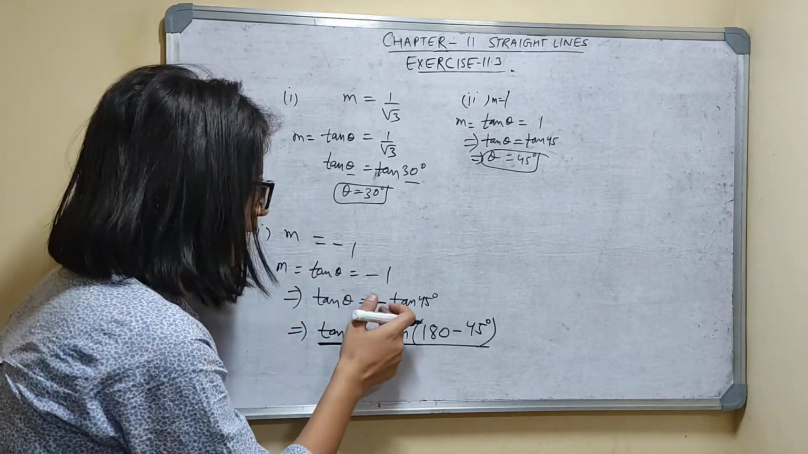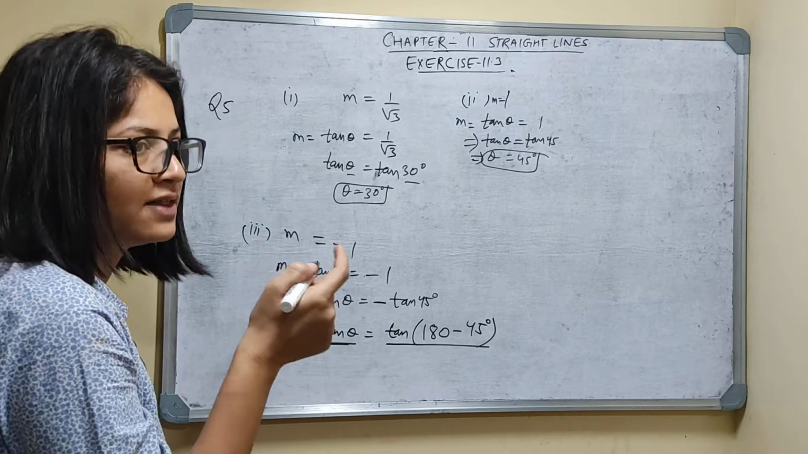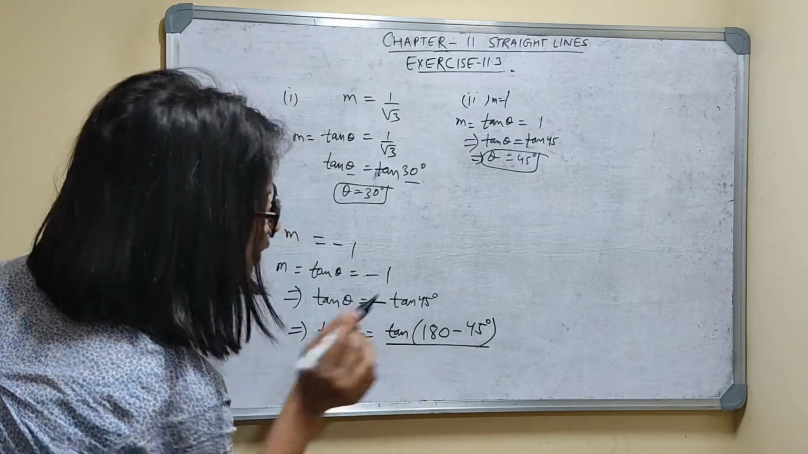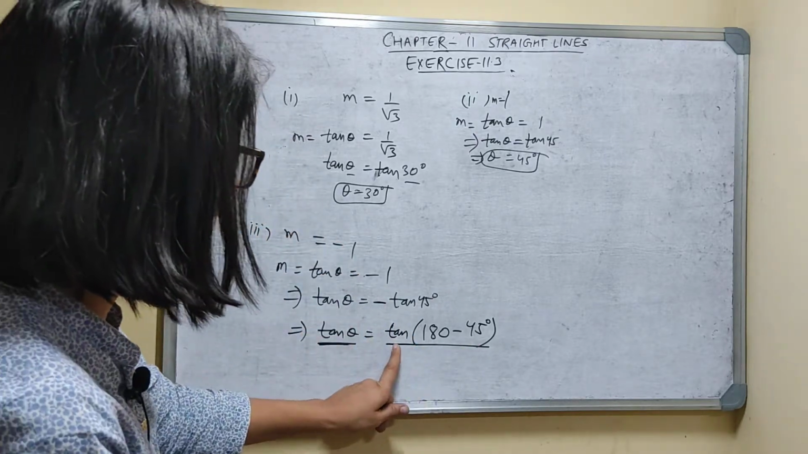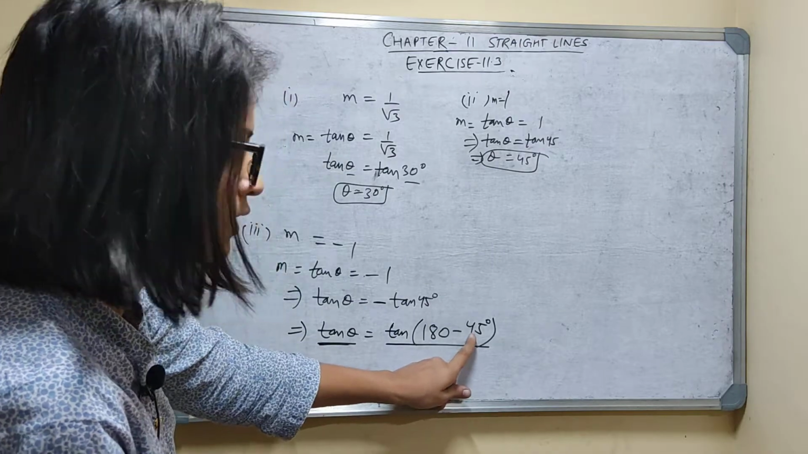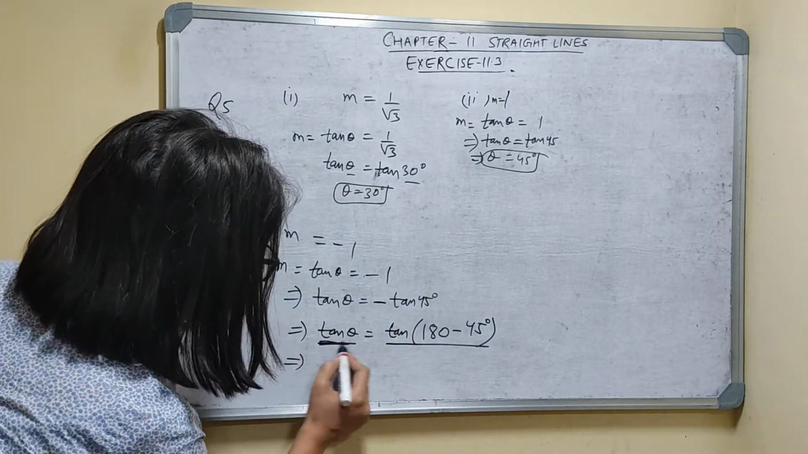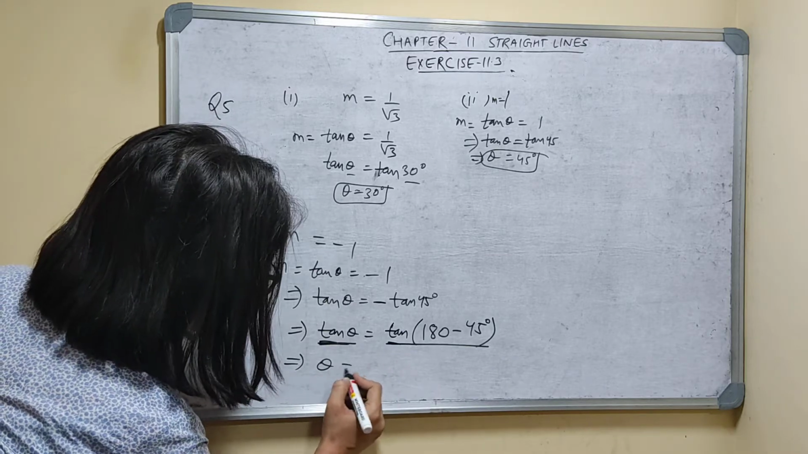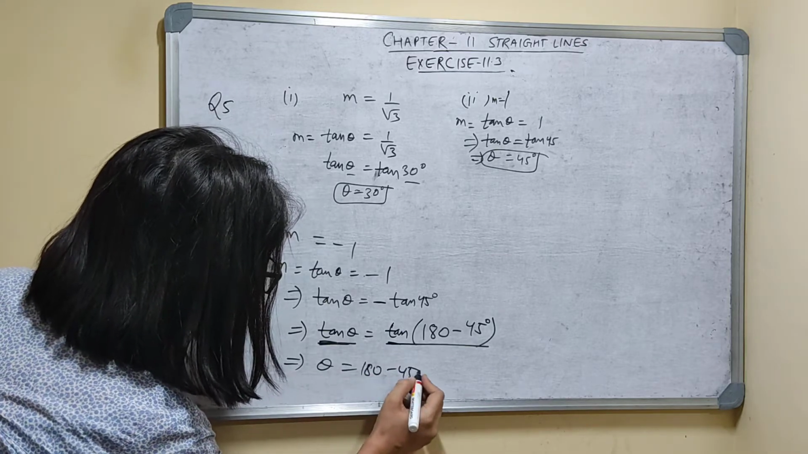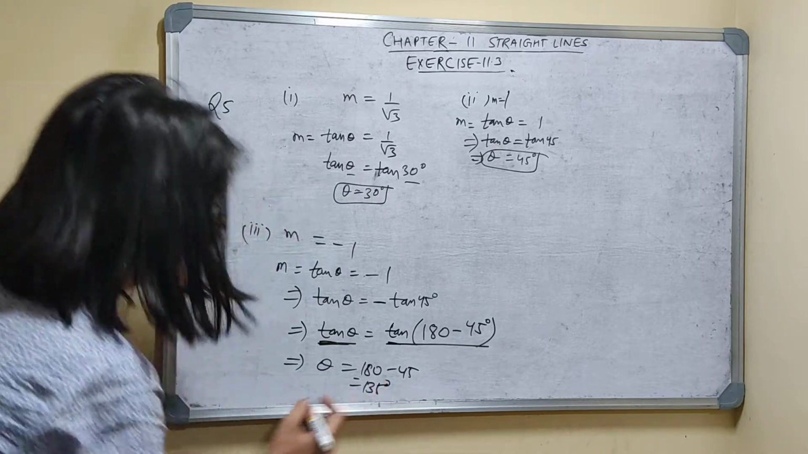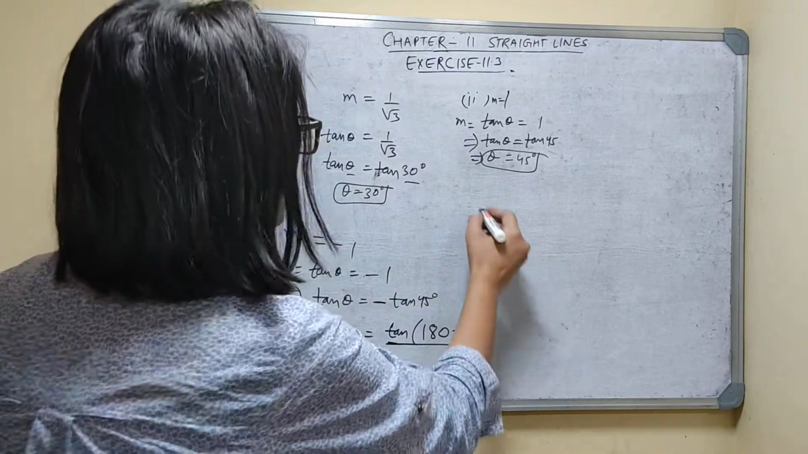And I know minus tan theta. When I will get minus tan theta? When tan 180 minus theta is what? Minus tan theta. That's why I am writing tan 180 minus 45. So I will get what? Minus tan 45. Now theta is equal to what? 180 minus 45. So answer is what? 135 degree is the answer. Is it clear? Now part 4.